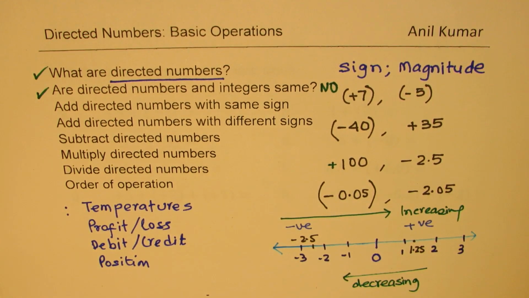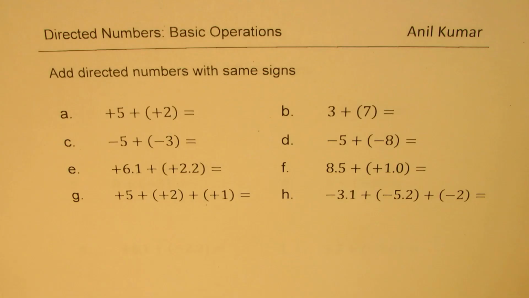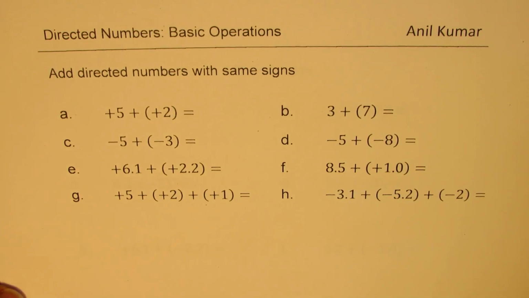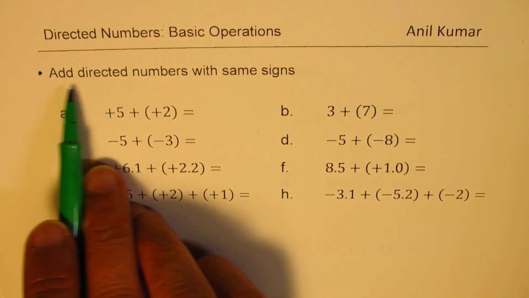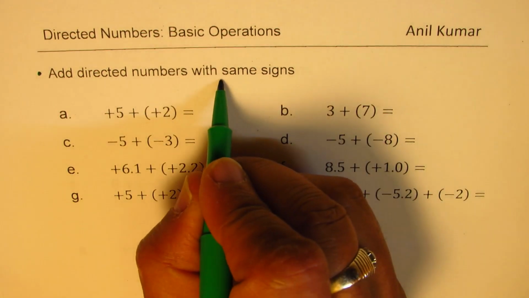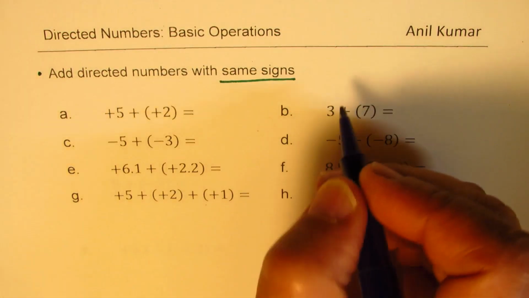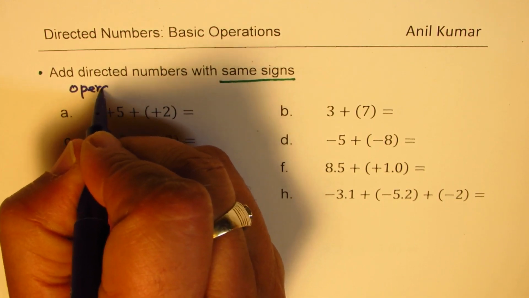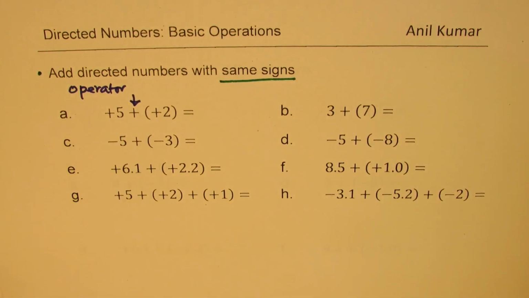Okay. Now with that in mind, let's see the different types of operations which we'll be performing on directed numbers. Let's begin with how to add directed numbers. In this particular case, we are going to have examples based on addition of directed numbers with same sign. Here we have an operator, so the operation is addition. That is the operator.